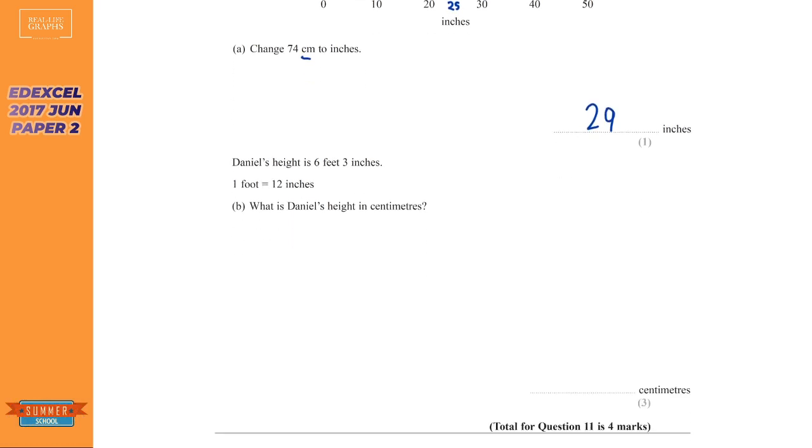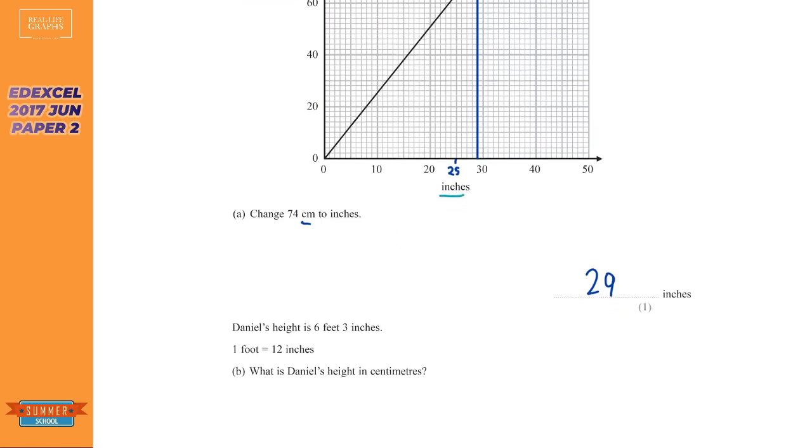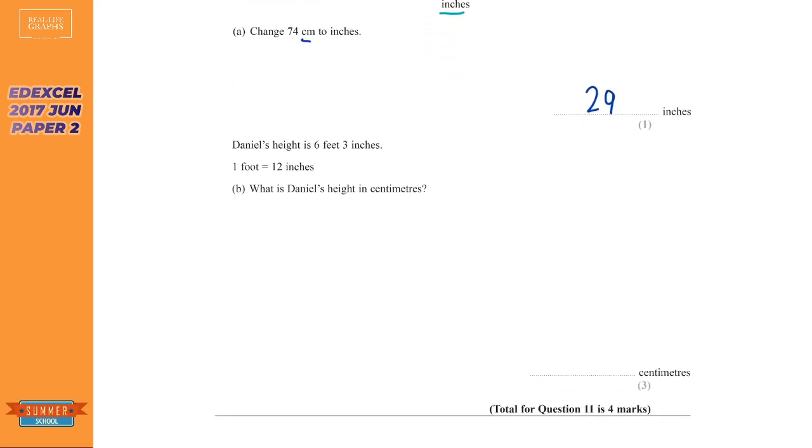Last question on the Edexcel paper, it says Daniel's height is 6 feet and 3 inches, 1 foot is 12 inches, what is Daniel's height in centimetres? So if we look at the graph, this only shows inches, okay? So for this question, we need to convert 6 foot 3 inches just into inches.